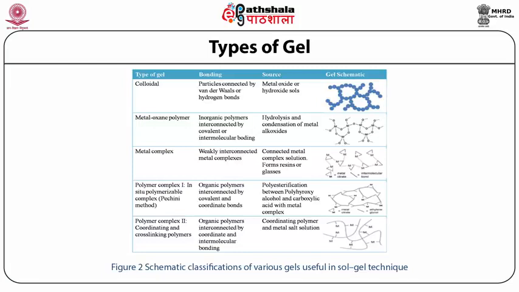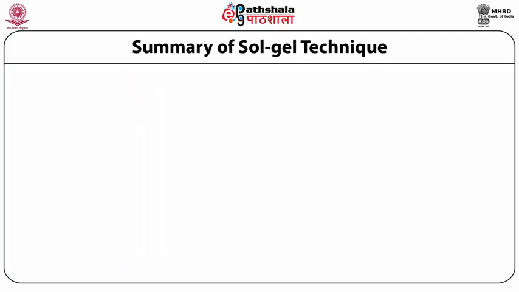Then the polymer complex 2, where coordinating and cross-linking polymers form the gel. The organic polymers are interconnected by coordinate and intermolecular bonding. The source is the coordinating polymer and metal salt solution.